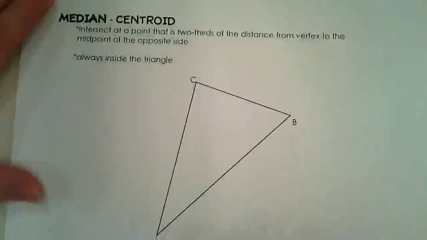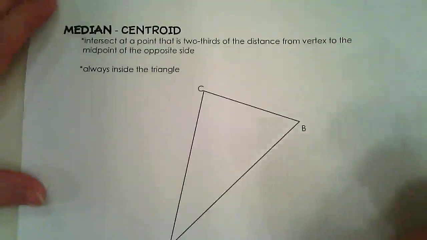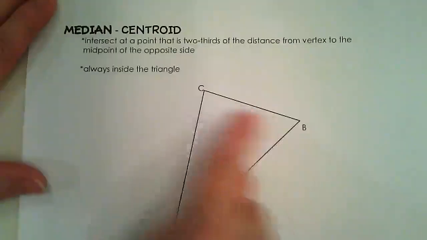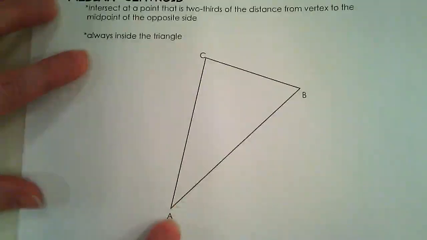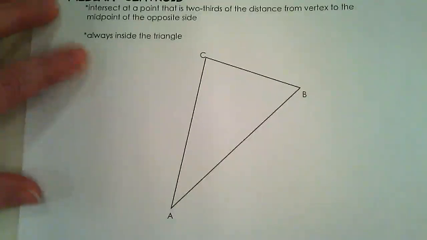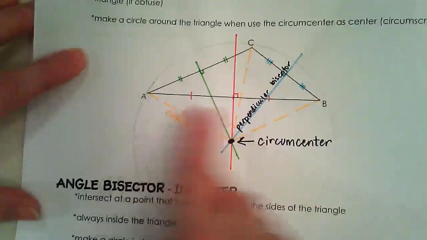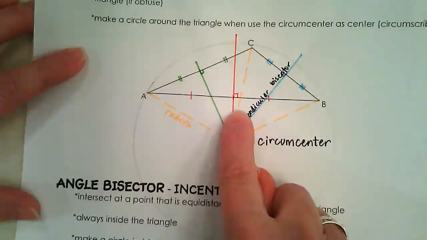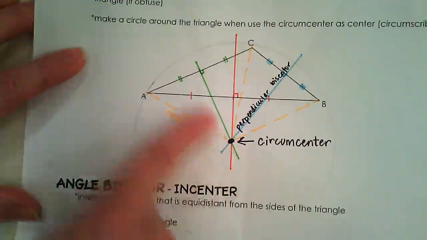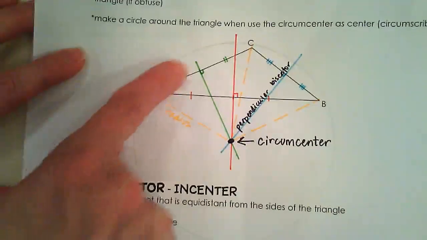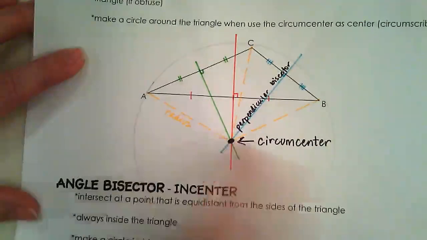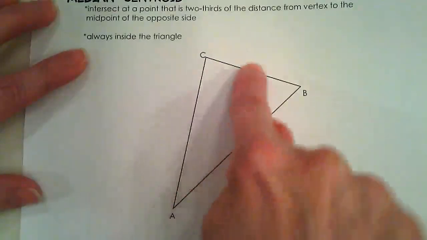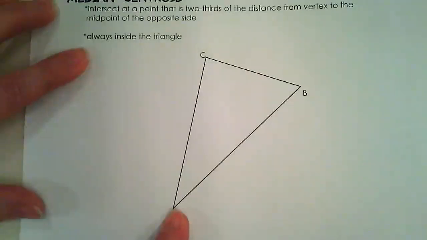Okay, so now the median is kind of a combination, because the median goes through the middle of the side, but it also goes through the angle. So if you look back at our perpendicular bisectors, cut this in half, but it didn't go through the angle, okay? So this green line right here cut this side in half, but it didn't go through the angle. For the median, we're going to find the middle of this side and then connect the middle to the angle.